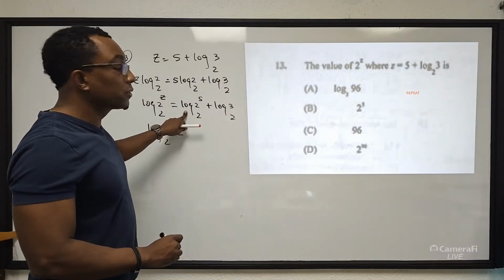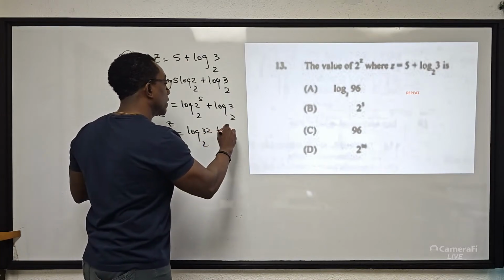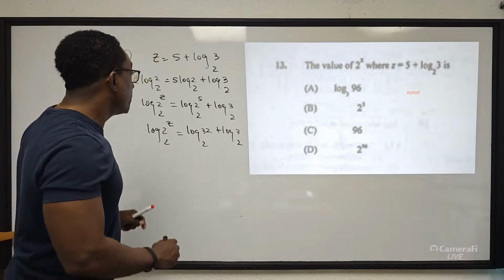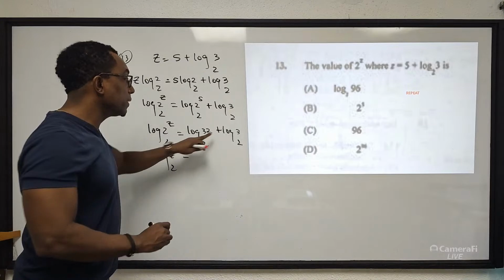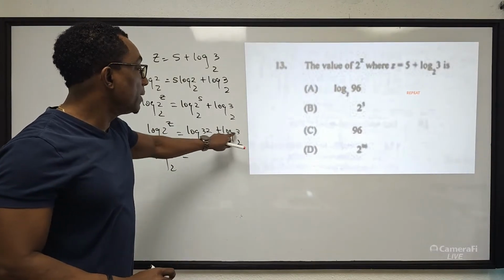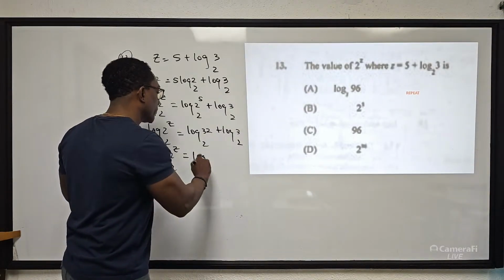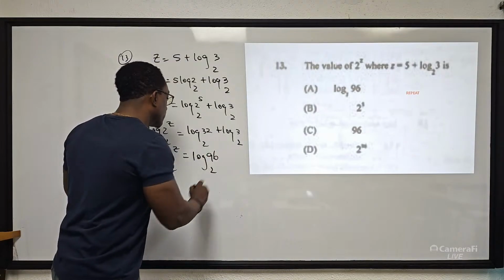Let me express log 2 to the power of 5 as log 32 to the base 2 plus log 3 to the base 2. So let me get one log function on the right by applying what we call the product law. Once we're adding, what we have to do is multiply the two arguments. So this becomes log 32 times 3, which is 96, to base 2.